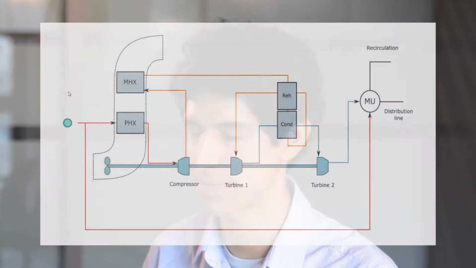Today, I'm going to present how to run an analysis of the startup of an air cycle machine integrated in an aircraft environmental control system. In particular, I will demonstrate how Simcenter Amesim enables you to quickly assess system performance under different operating conditions. To do so, I will first summarize how an air cycle machine works.